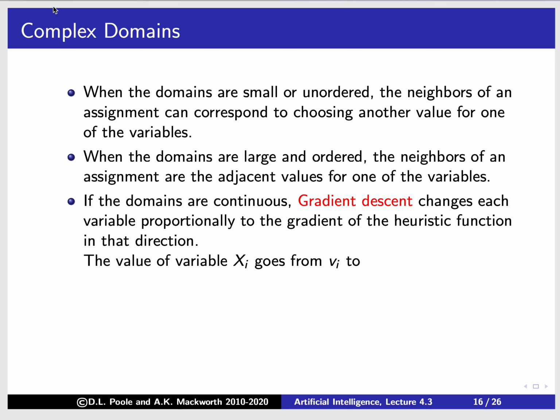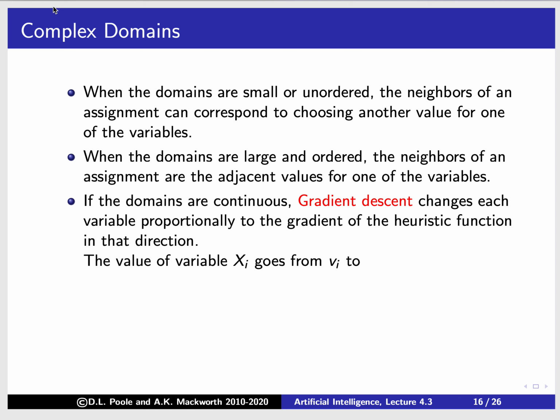It changes each variable proportional to the gradient of the heuristic function. The gradient tells us whether we're going uphill or downhill. If you remember, for those who've done calculus, the gradient tells us the slope. If the gradient is positive, the slope is up. If the gradient is negative, the slope is down.